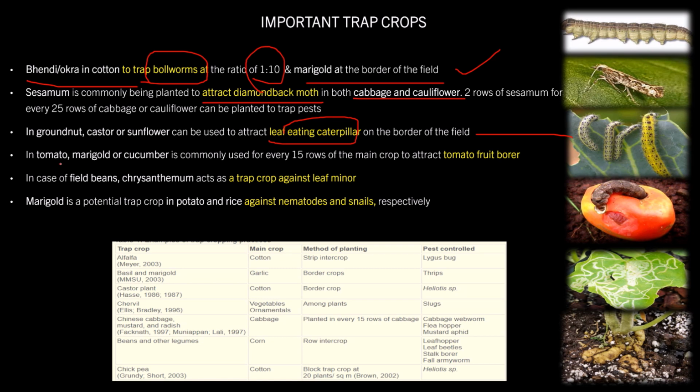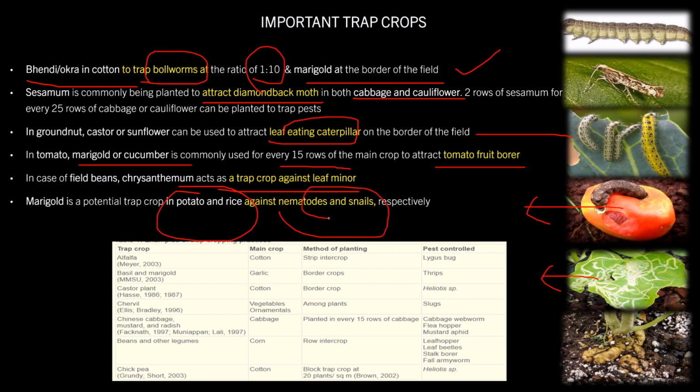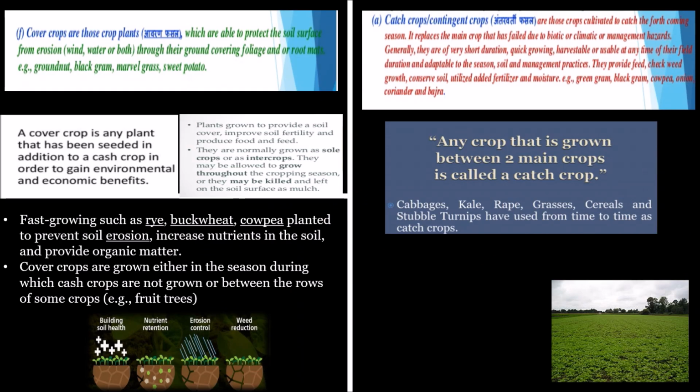In case we are planting tomato, then marigold or cucumber is commonly used for every 15 rows of main crop to attract the tomato fruit borer, so that the attack is not happening on the main crop. In case of field beans, chrysanthemum is acting as a trap crop against the leaf miner. You can see in the picture. Marigold is a very potential trap crop in case of potato and rice against nematodes and snails, respectively. These are the various methods being used. You can note them down wherever you want.